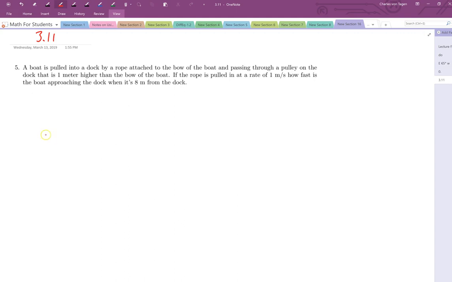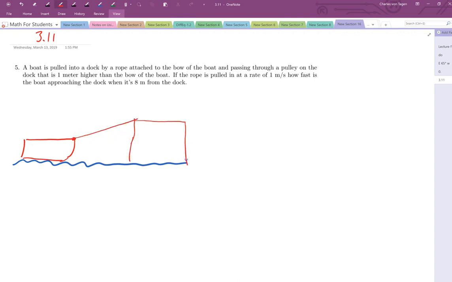Okay. So when I look at this, it seems to me the picture might look something like this. We've got a boat. Forgive my poor illustration skills. The boat is being towed into shore to a dock, and the dock sits 1 meter higher than the bow of the boat. Okay. So we're told that there's a pulley up here, and it is reeling the boat in at a rate of 1 meter per second.